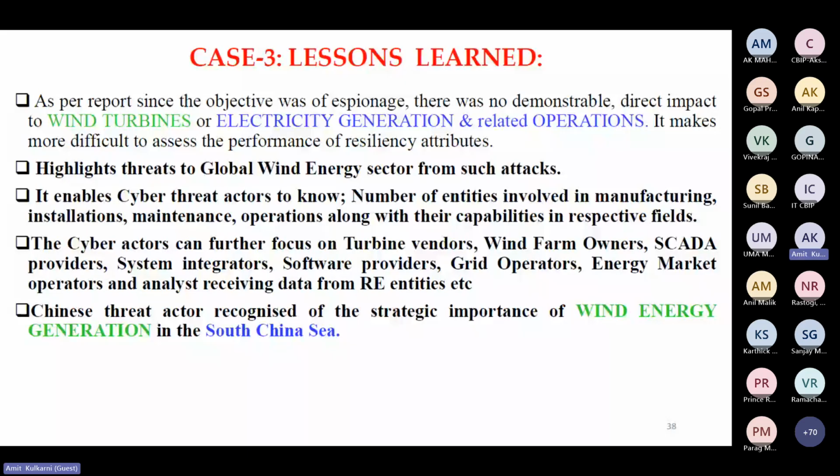So it highlights the threat perception of the global wind energy sector, also from the point of view of business development, because data can be stolen and used to propagate their own business interest. The entities involved were turbine vendors, wind farm owners, SCADA providers, system integrators, software providers, grid operators, energy market operators, and analysts receiving data from RE entities. So all this can be targeted with espionage to get an edge.